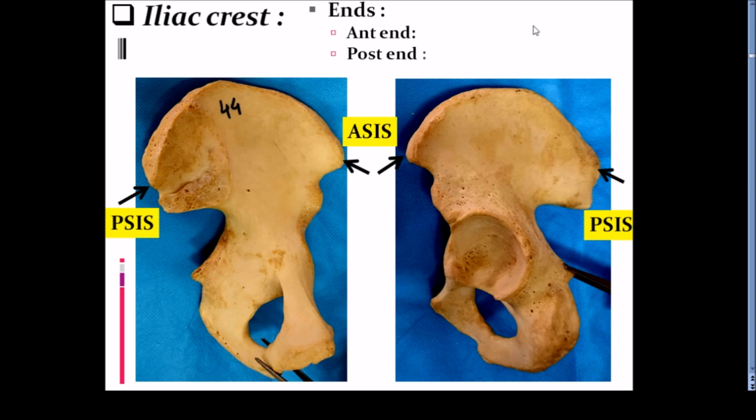Now, the ends of the iliac crest: it has two ends, anterior end and posterior end. The anterior end of the iliac crest is known as the anterior superior iliac spine. It is again a landmark and can easily be felt in a living person. The posterior end of the iliac crest is known as the posterior superior iliac spine. It is marked by a dimple 5 cm lateral to the second sacral spine. Now this anterior superior iliac spine gives attachment to the lateral end of the inguinal ligament.